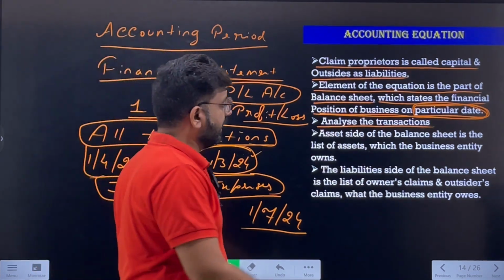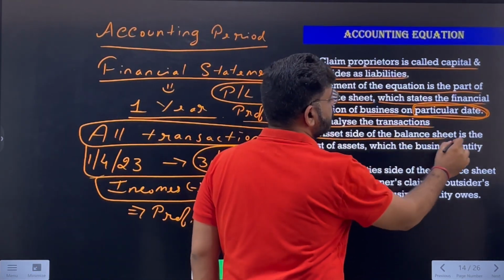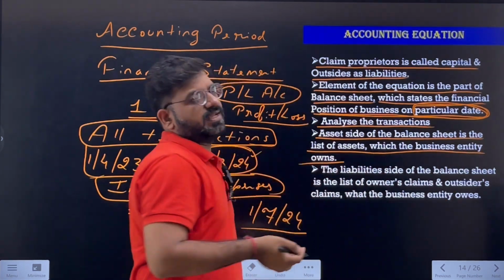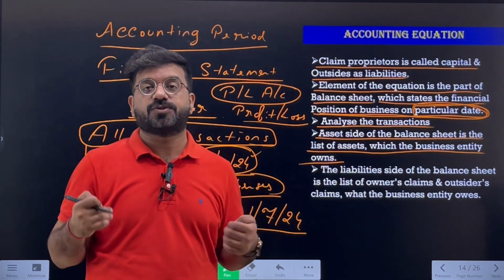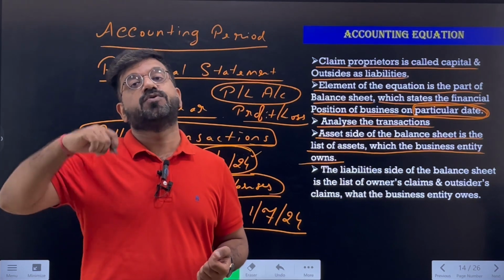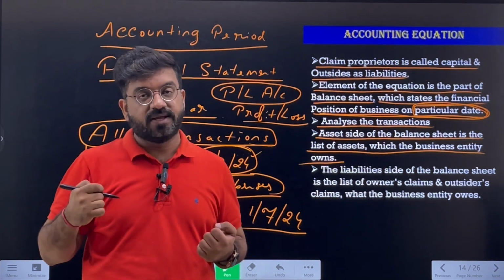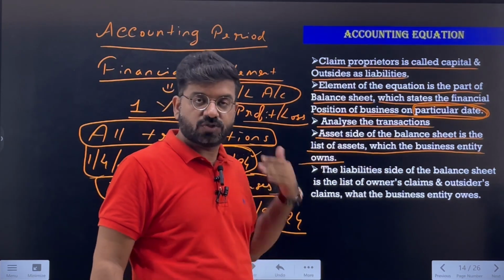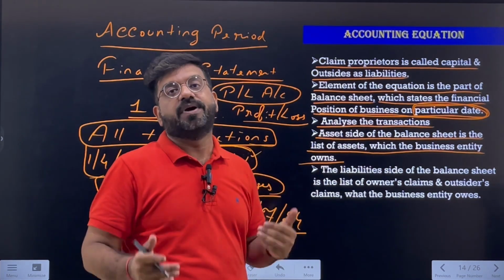So we have to analyze the transactions, and only then record them in the accounting equation. Next, the asset side of the balance sheet is the list of assets which the business entity owns. Obviously, assets are the items which a business owns, from which the future benefits we will get will be for more than 1 year. These are the list of assets we have on that particular date.